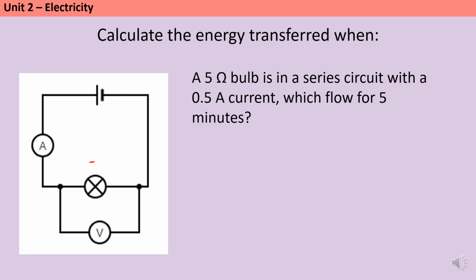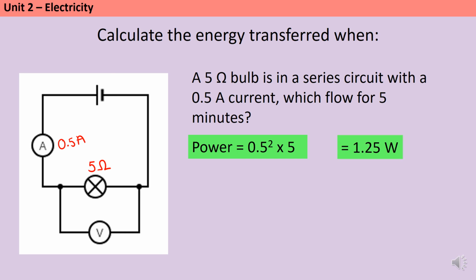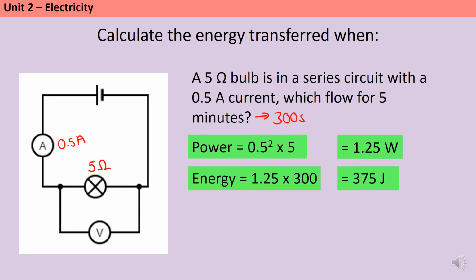The bulb has a resistance of 5 ohms, and the current in the series circuit is 0.5 amps. So firstly, we calculate the power. 0.5 squared multiplied by 5 is 1.25 watts. Then we need to multiply this by the time. 5 minutes, of course, will be 300 seconds because we need to multiply by 60. 1.25 times 300 gives me 375 joules of energy transferred.